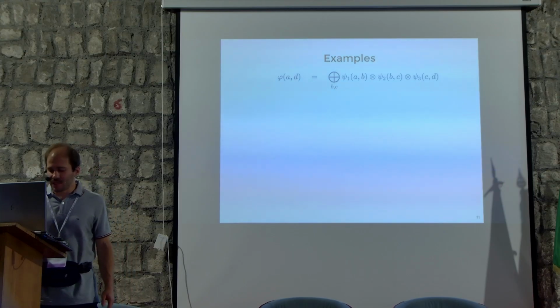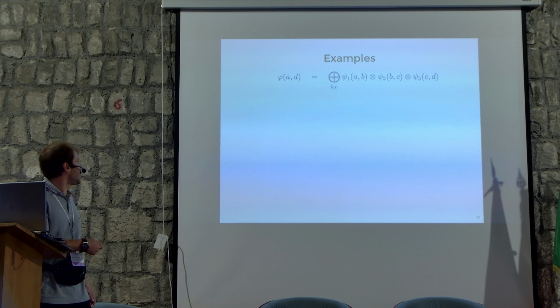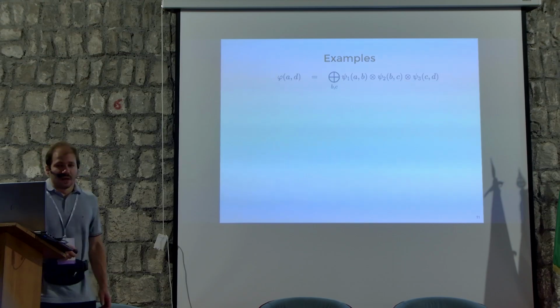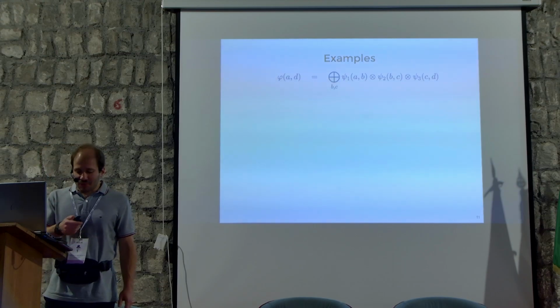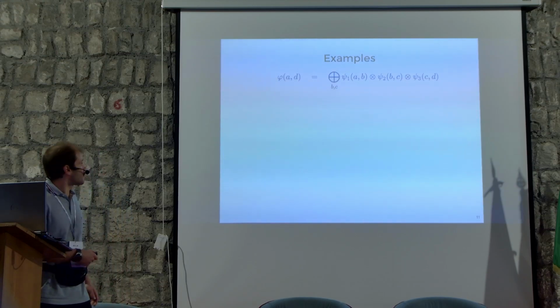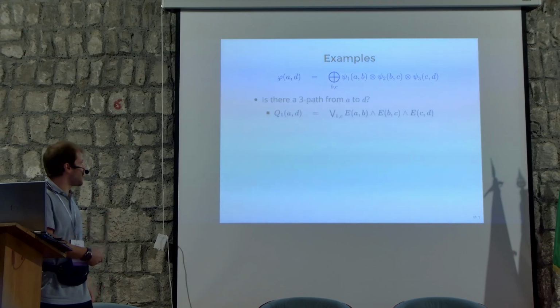In this example, we have basically 4 variables A, B, C, D, and 3 functions, psi1, psi2, psi3. We are multiplying them and taking a summation over BC. So the output is a function over AD. Now, what does this SPQ actually compute? It depends on what semi-ring we're talking about and what is the interpretation of these functions.